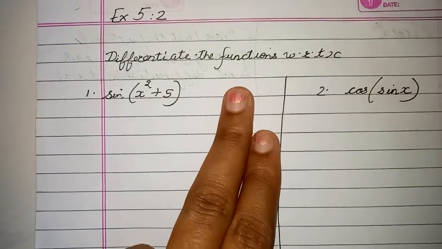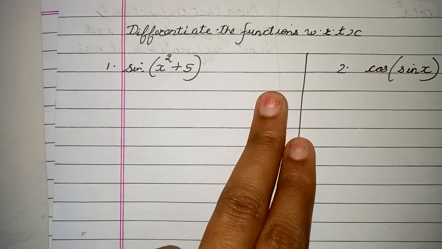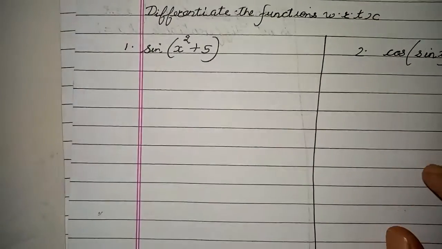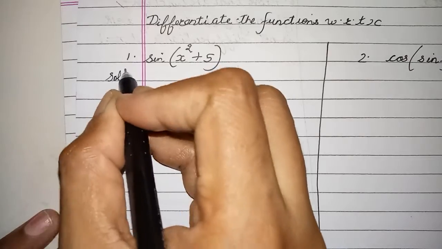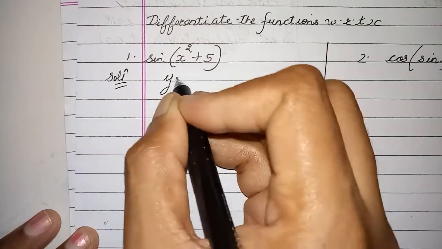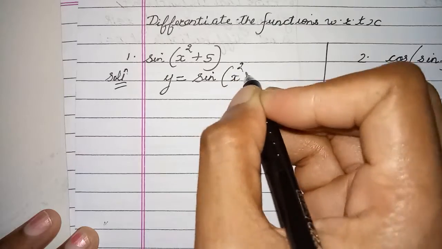Today, let us solve problems on differentiation. Okay, so let us solve. Differentiate the functions with respect to x. So we are going to differentiate this. Your first step is to name this function. So let us name this as y equal to sine of x square plus 5.